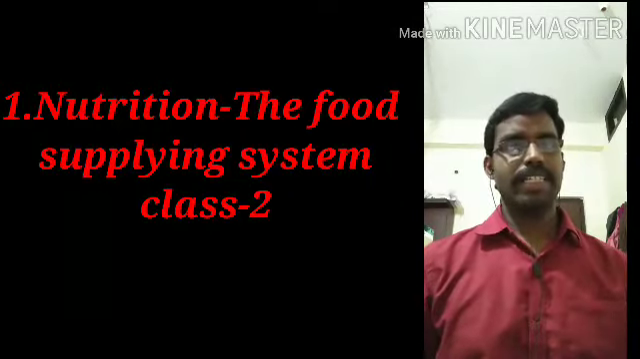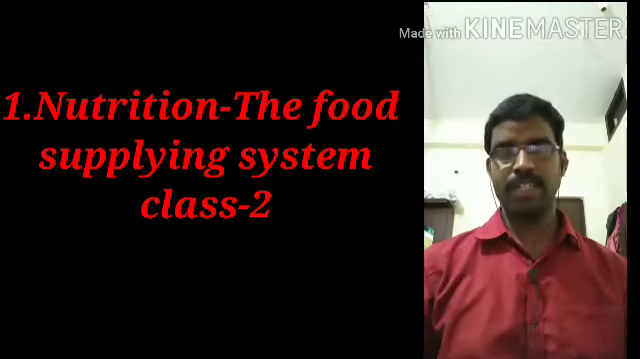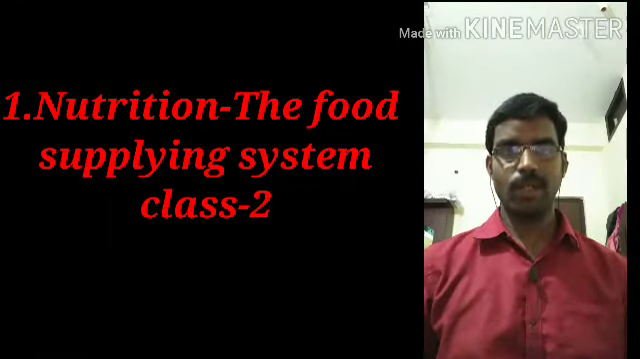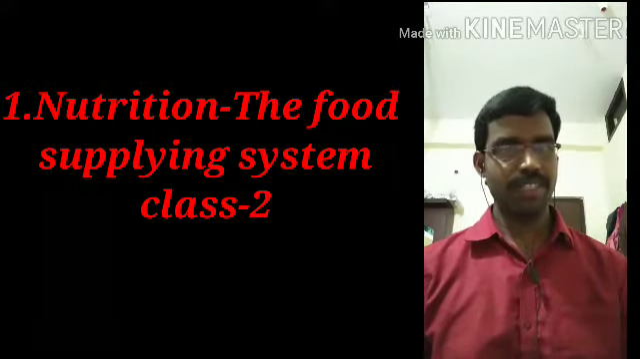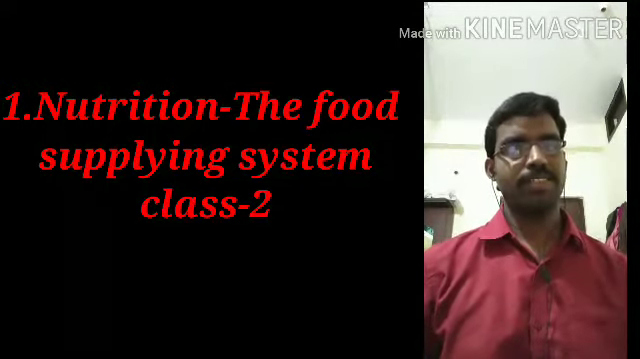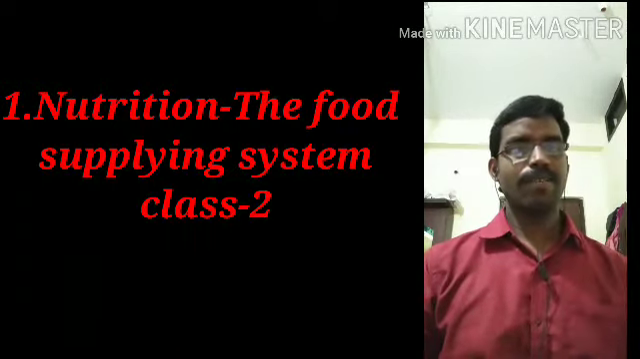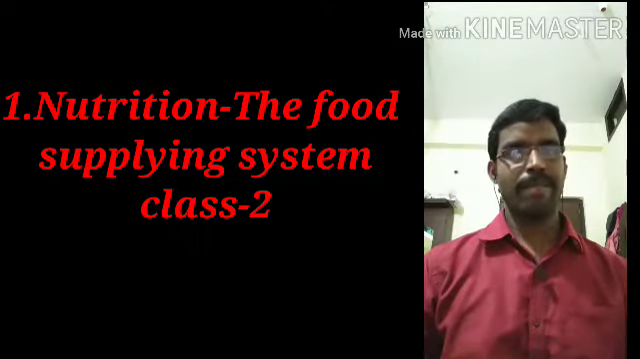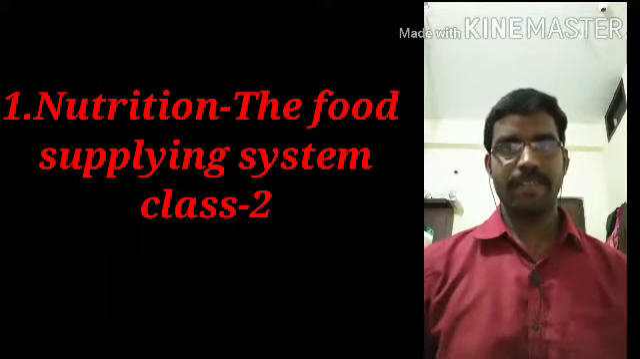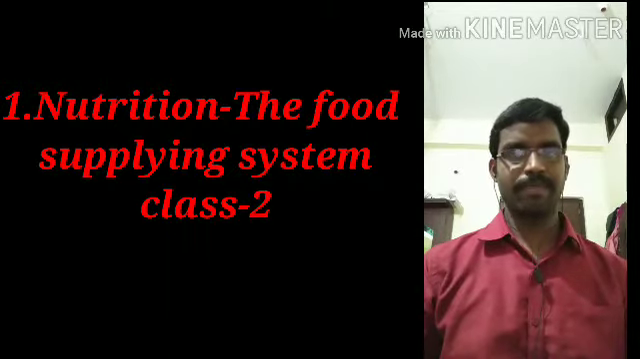Yesterday we discussed what autotrophs and heterotrophs are, and how plants prepare their own food using the photosynthesis process. We also discussed the photosynthesis equation and completed one experiment, testing for the presence of starch in the leaves. So today we will also be discussing different topics in the first chapter.